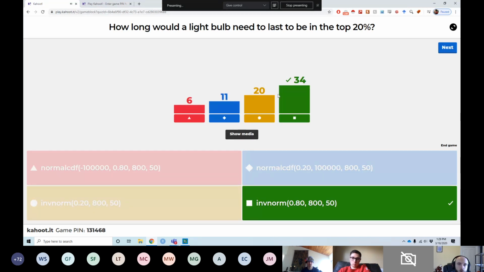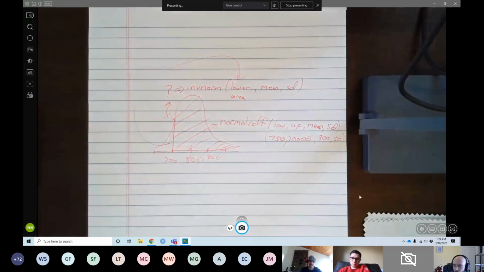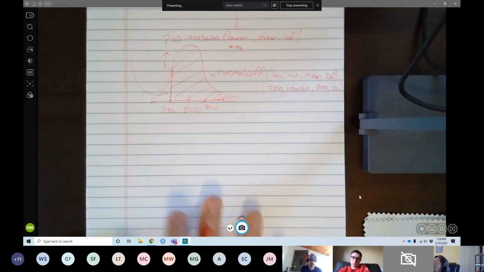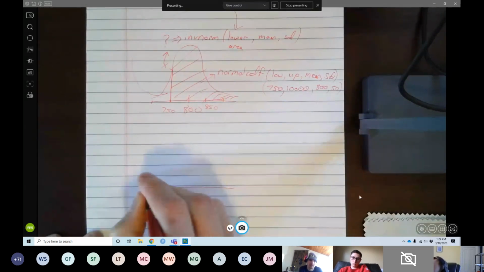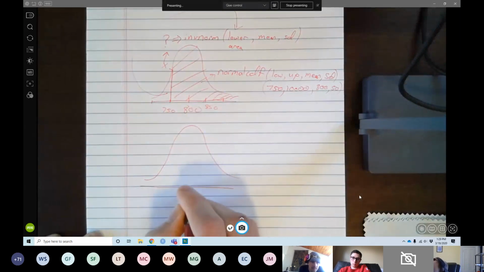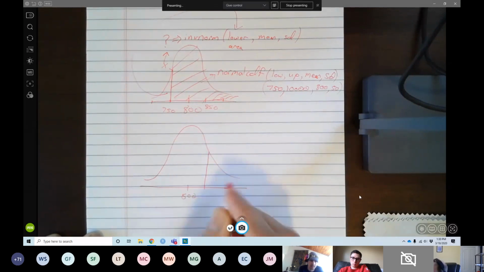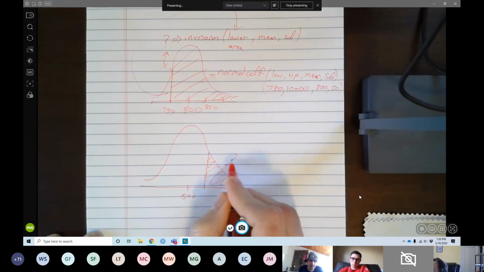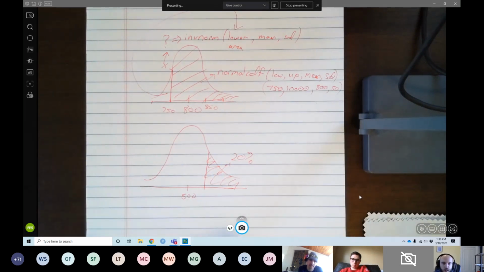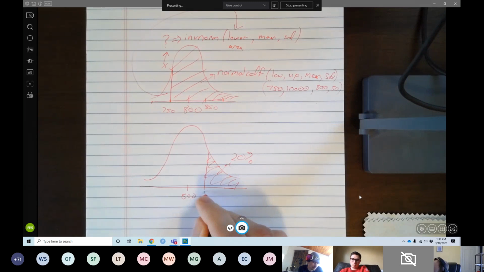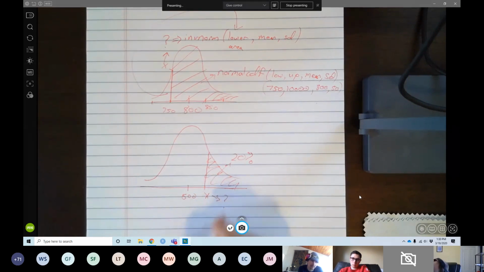Good. So we want the top 20%. So what that's going to mean is now we have the same curve. We have 800 in the middle, and then what we want to look for is the top 20%. So top means we're looking at the right part of the curve. We kind of want to shade it to get that nice 20%-ish looking anyway. And then the question is, what's this value of x?